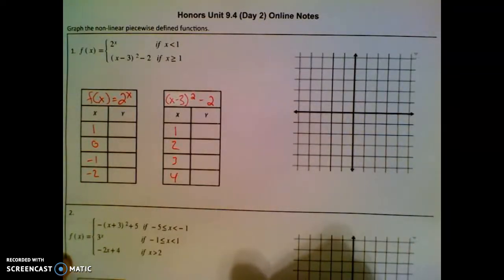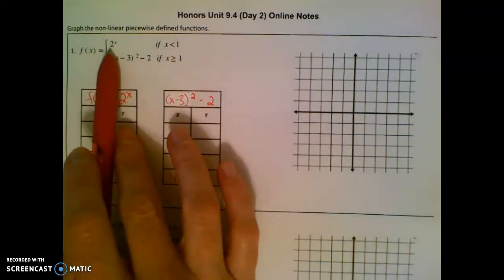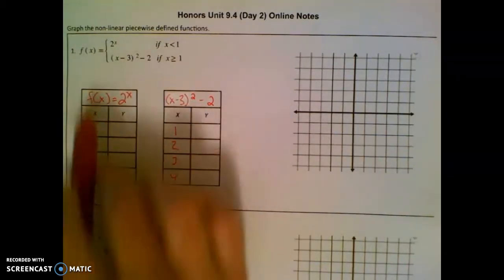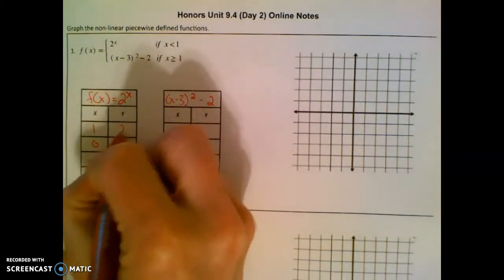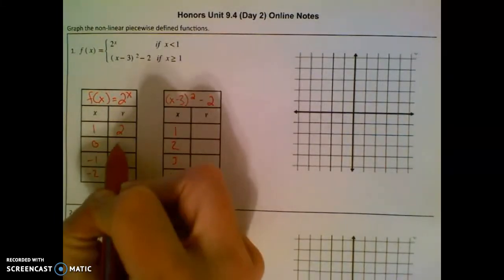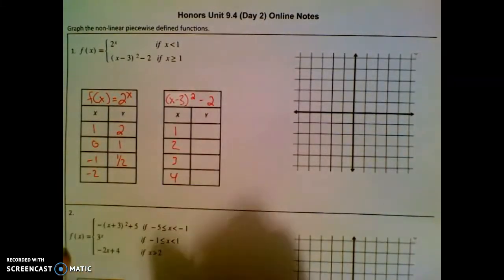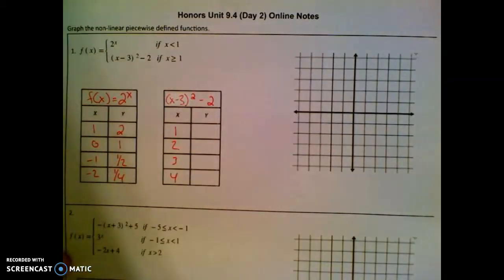Okay, so to do this, this first one is exponential, so make sure you know how to do that. You can just use your calculator or graphing on your phone or whatever, but this is 2 to the first. 2 to the first is 2. 2 to the 0 is 1. 2 to the -1 is 1/2. 2 to the -2 is 1/4. So even without a calculator, you probably can graph that pretty easily.